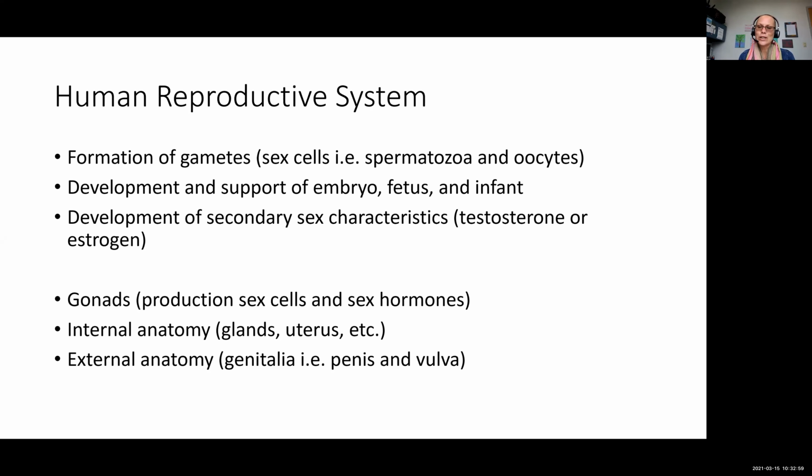Another important function of the human reproductive system is the development and support of that embryo, that fetus, which is about 8 weeks of gestational development, and then also support of that infant after birth. And then a third important function of the human reproductive system is the development and maintenance of what we describe as secondary sex characteristics. And these characteristics are determined by the presence of the sex hormones, either testosterone or estrogen.